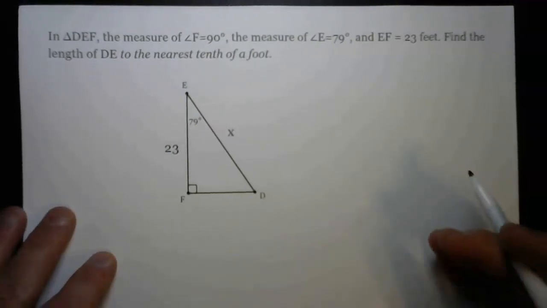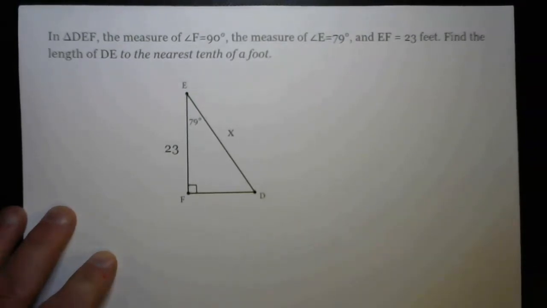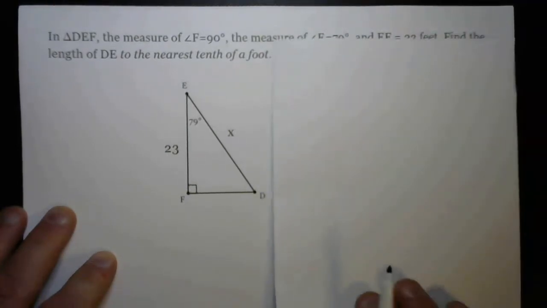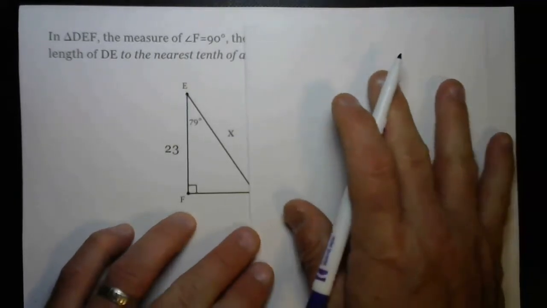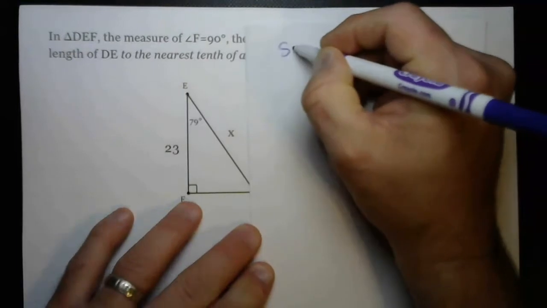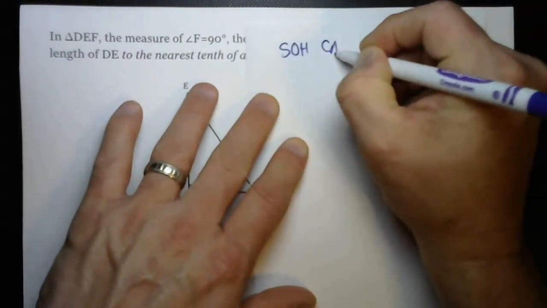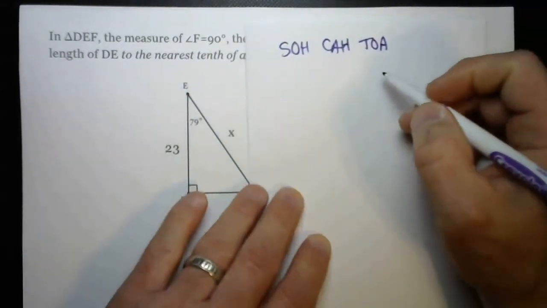This is finding the missing side of a right triangle. This time we're going to use a different function. And the first thing we need to do again is remind ourselves, what are the three trig functions? Well, the three trig functions are sine, cosine, and tangent. And I use this little acronym, SOH CAH TOA, to remember what they are.